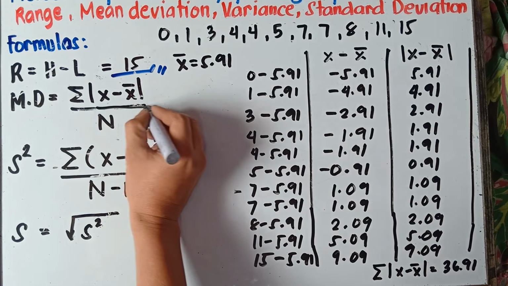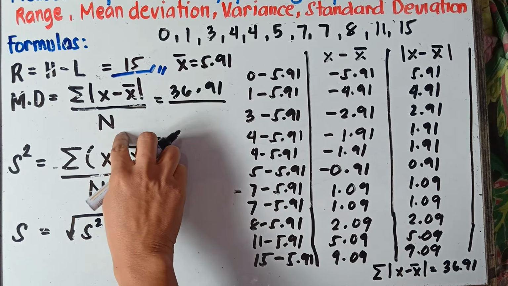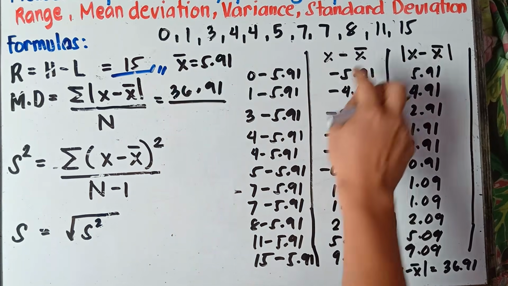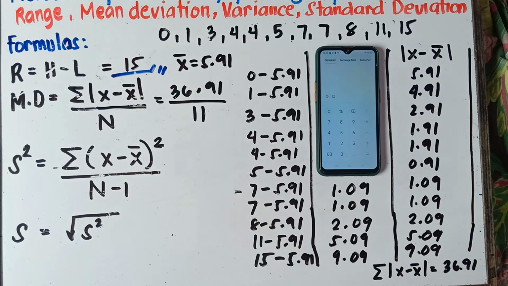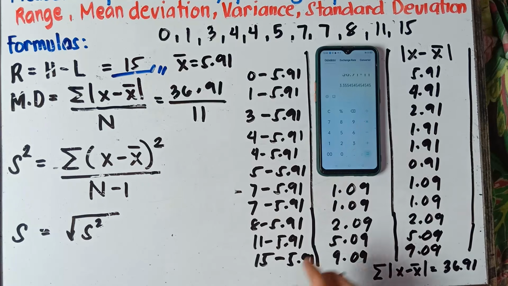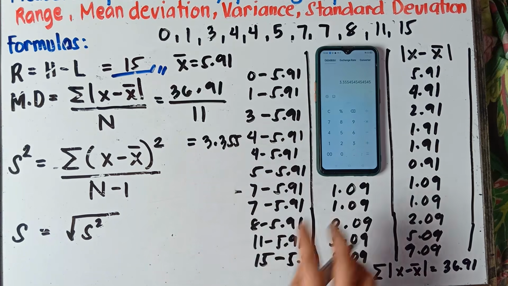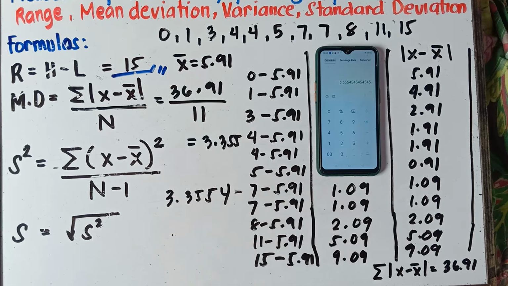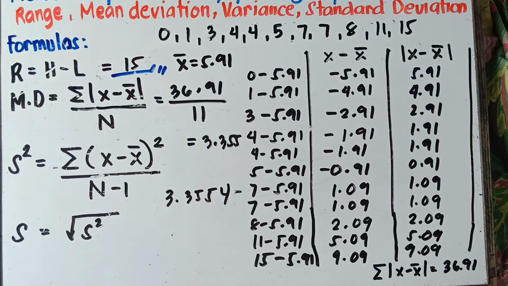Alright, so this one right here, 36.91, and then divide by the total number of samples, that would be 11. Once again, 1, 2, 3, 4, 5, 6, 7, 8, 9, 10, 11. Alright, 36.91 divided by 11, and then you're all set. The answer, class, is 3.3554. Let me just write it again, class.